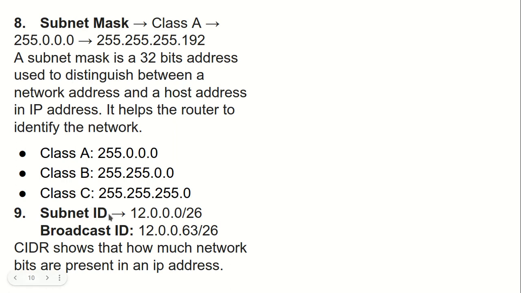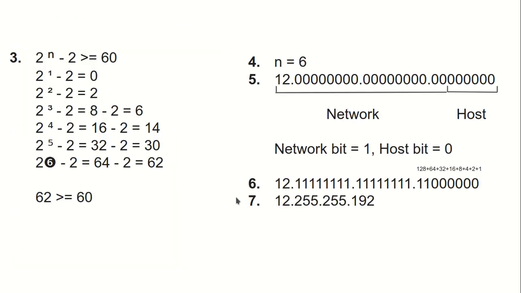So the subnet ID is 12.0.0.0/26. Where did the 26 come from? Let's move to the previous slide. In this slide earlier, I showed you how you can add the decimal numbers. But now let's add the actual numbers.